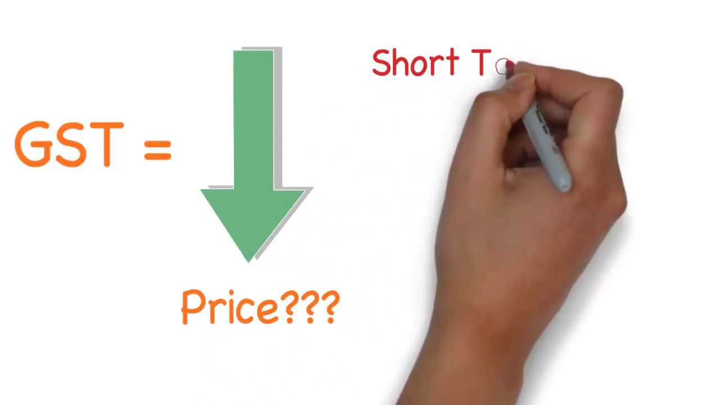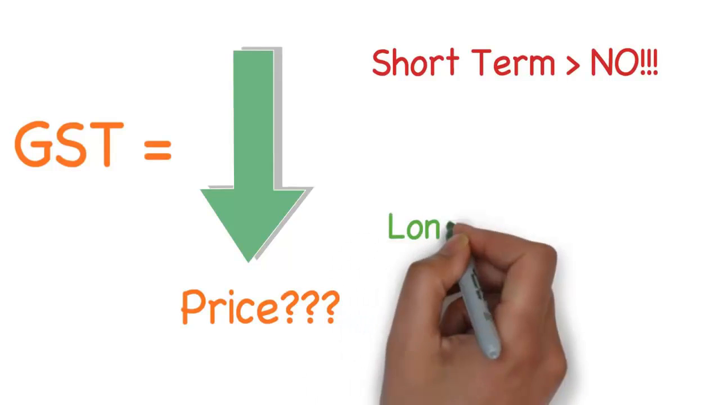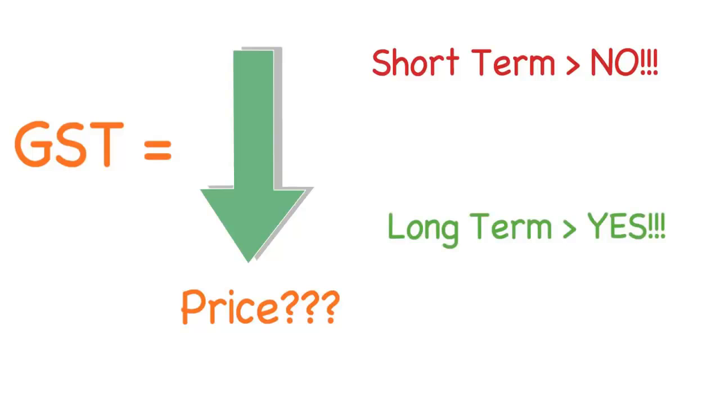Not immediately. In fact, applying the uniform rate of GST will increase the prices in the short term in some areas where they are currently taxed less than the uniform rate. However, in the long term, GST will reduce the prices of goods and services due to no tax on tax and improvement in productivity.